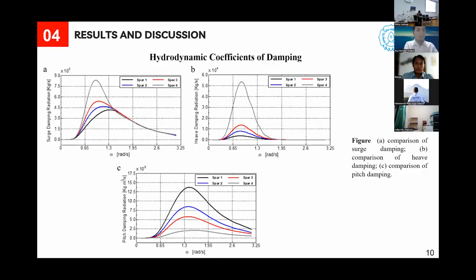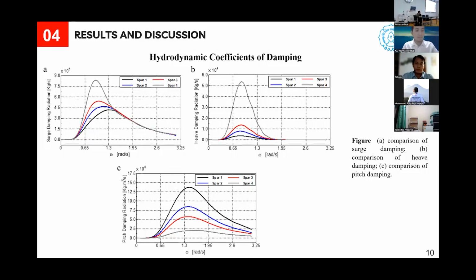The damping results are also in this figure. The radiation damping in surge and heave on the spar with larger base diameter and shorter floater tends to have larger values than the other dimensions. There is a phenomenon of decreasing damping which is most similar for all spars. You can see the curve in this figure.